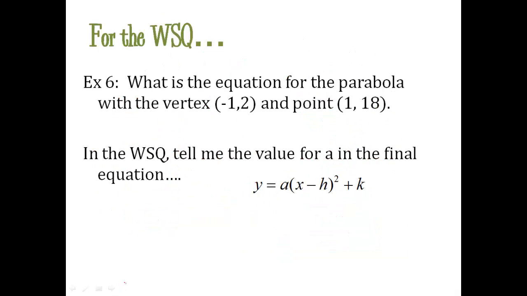Now for the whisk, I want you to write the equation for the parabola with the vertex of negative 1, 2, and a point of 1, 18. In the whisk, you're going to tell me the value for a in the final standard form of your equation. So this number right here is what you're going to tell me for a. Okay? So you need to come up with a full equation, but this is what you're going to write in the whisk, whatever you get. Come prepared with questions tomorrow if this is confusing, and we will work through them.